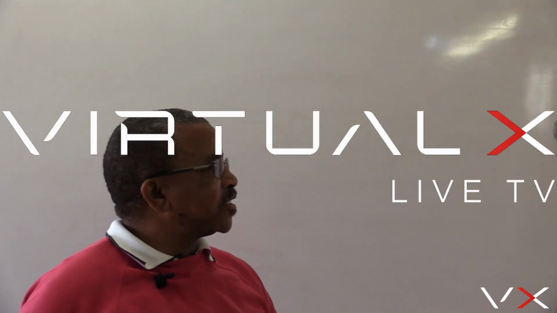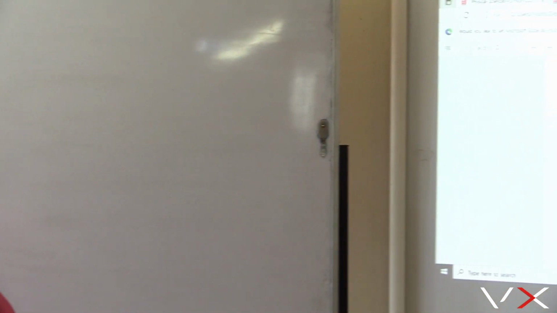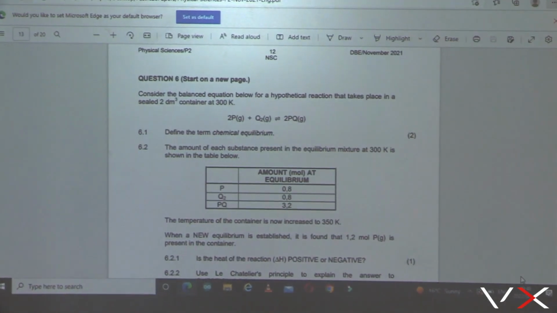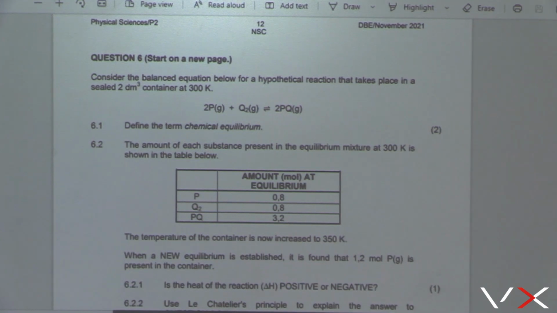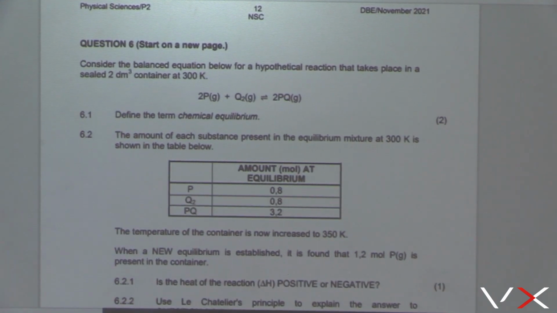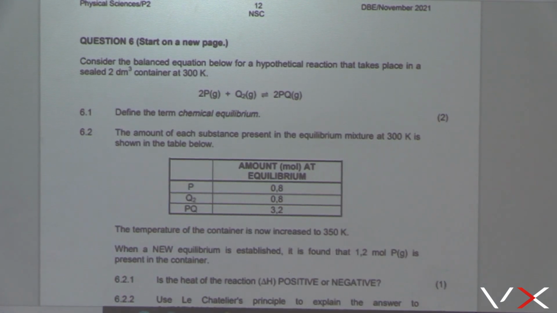Sibheka la iphepha la last year, 2021 November, paper 2, question number 6, a question on rates of reaction and chemical equilibrium. So we have this question where we consider the balanced equation for the hypothetical reaction. So you look at the word hypothetical.